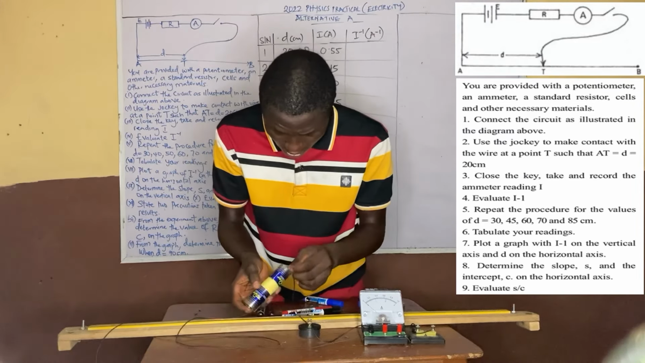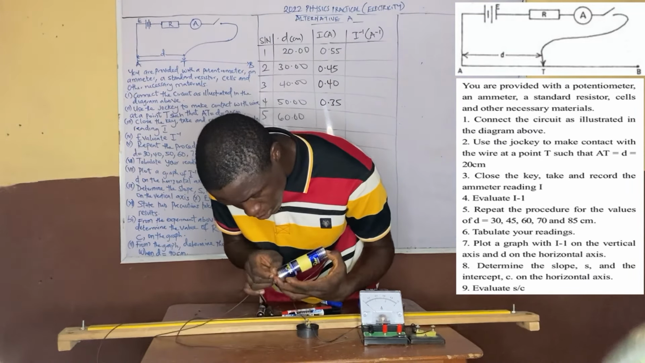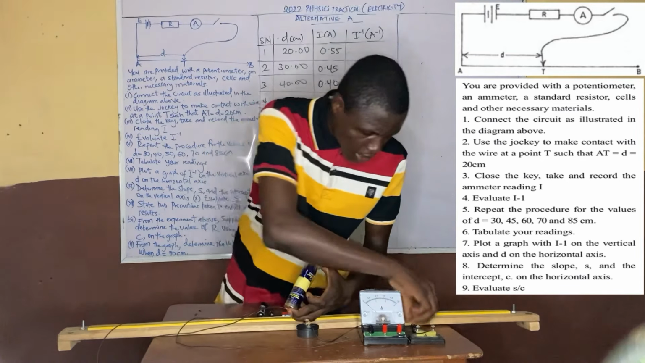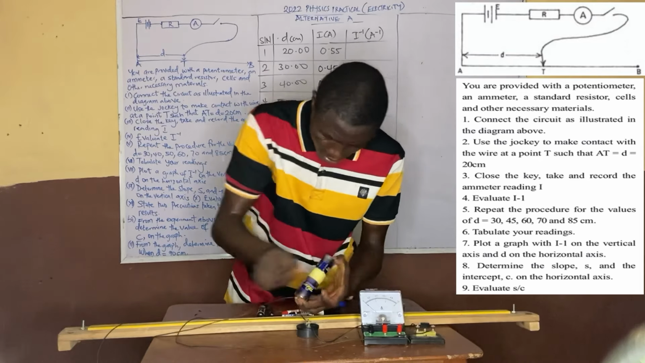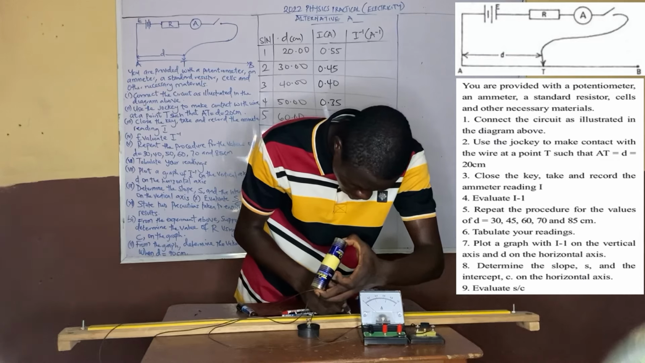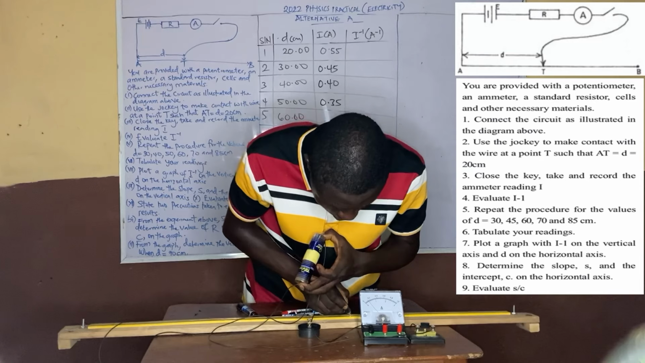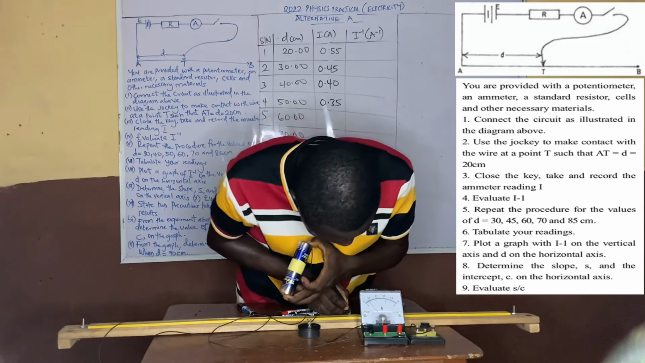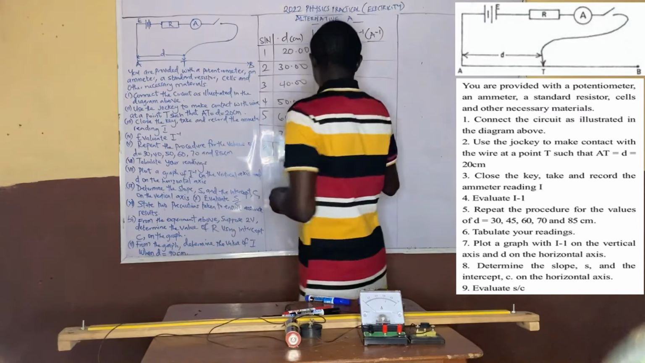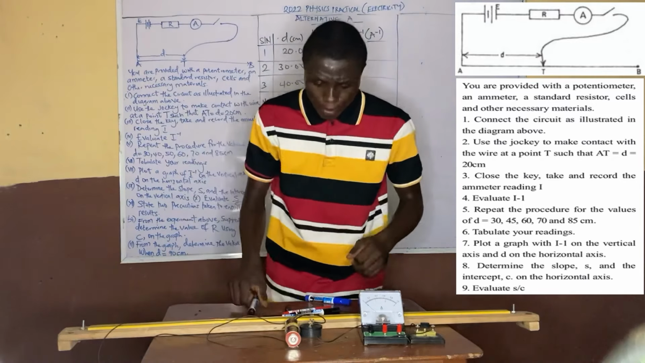As that, it's a very, very easy, simple experiment. So plug the key at 60. At 60 we have exactly what? 0.3. At 60 you can see this is 0.3. 0.3 at 60.